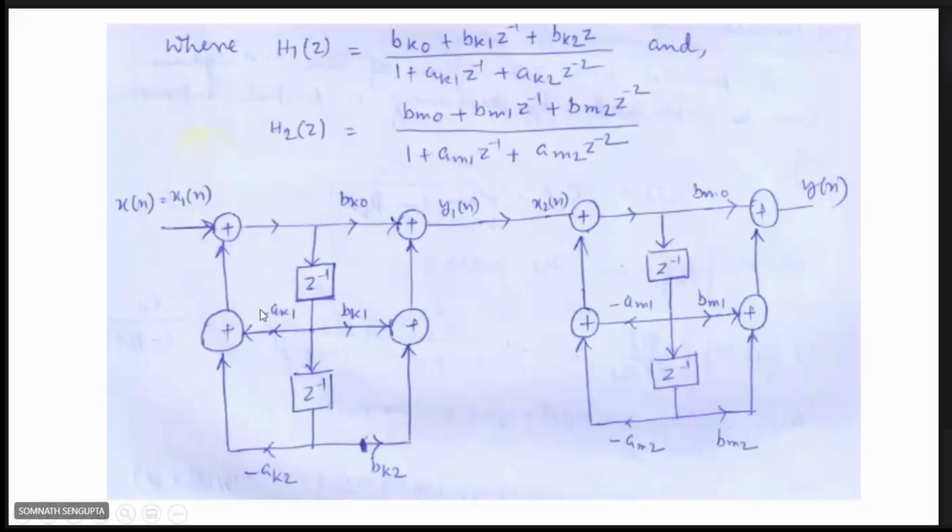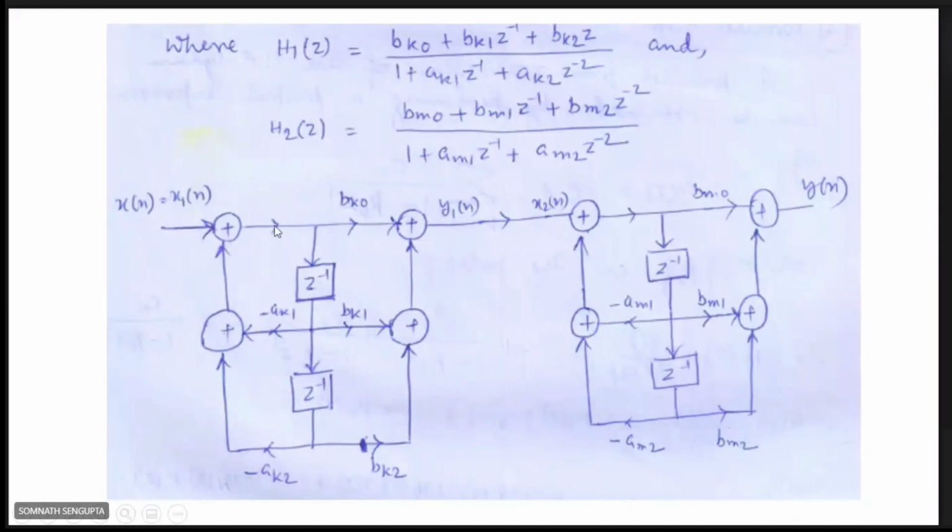Then for the input side, it always starts with 1 plus. This direction is towards the output, so it is positive. But this direction is towards negative, so the coefficient sign will change. AK1 will go to this side, AK2 will go to this side, to the input side. So its sign will change, and each time they will be added.